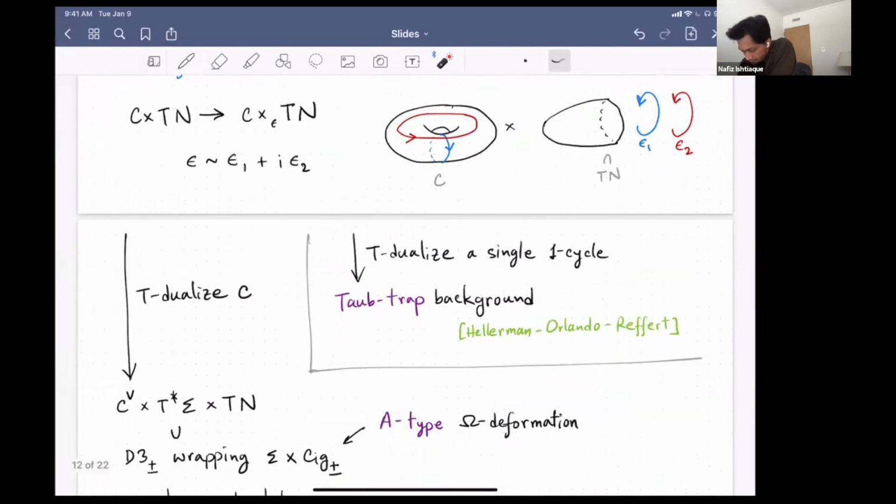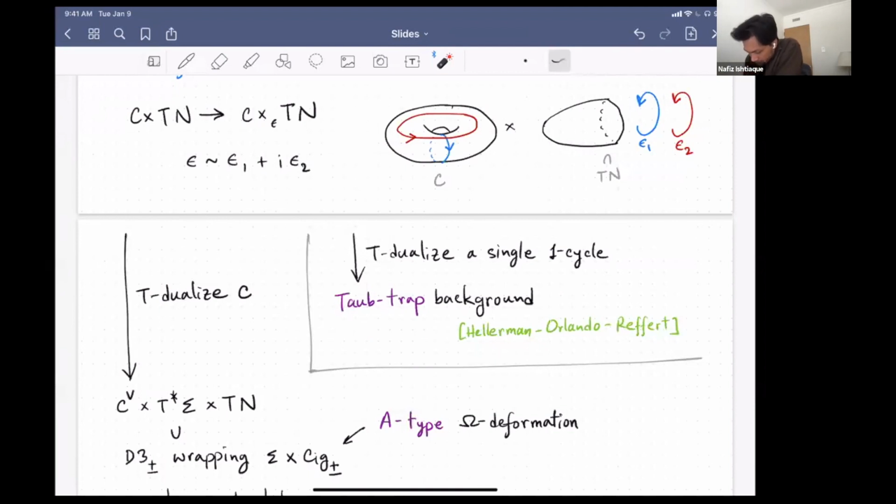So a side comment is that if I T-dualize one of these one cycles, then I reach a particular background, which was already studied by Hellerman, Orlando, and Reffert. They called it a Taub-NUT background. They also had something called a flux-trap background, which involved not the Taub-NUT, but just flat R4. This is kind of a Taub-NUT-y version of that.